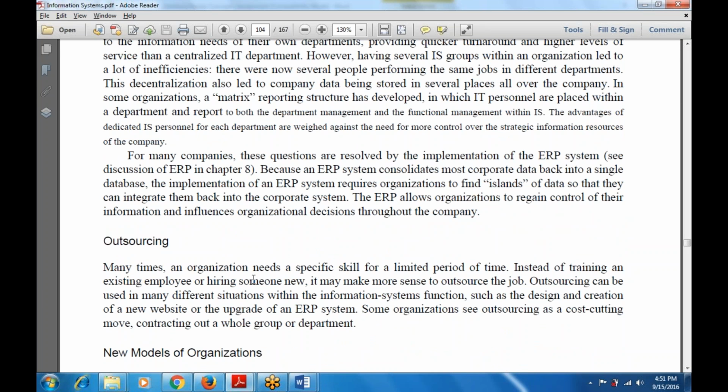Now, they decide on the various outsourcing. Outsourcing means from where the data will come. That is outsourcing. It is used when a specific skill is needed for a limited period of time. Instead of training an existing employee or hiring someone new, it may make more sense to outsource the job. Outsourcing can be used in many different conditions within the information system functions, such as the design and creation of a new website or an upgrade of the ERP system. Some organizations see outsourcing as a cost-cutting move, contracting out a whole group or department.